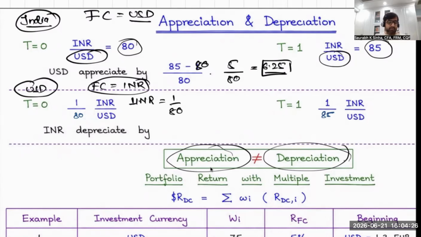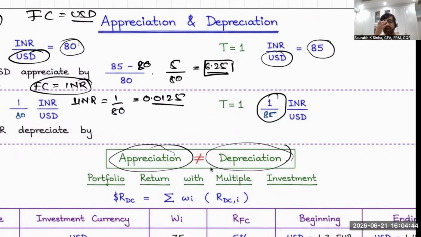Let's write the value. So 1 upon 80 is 0.0125. This is the value of 1 INR. Now 1 INR is 1 upon 85. And this came to 0.0117647, and so on. This is the new value of 1 INR in terms of USD.